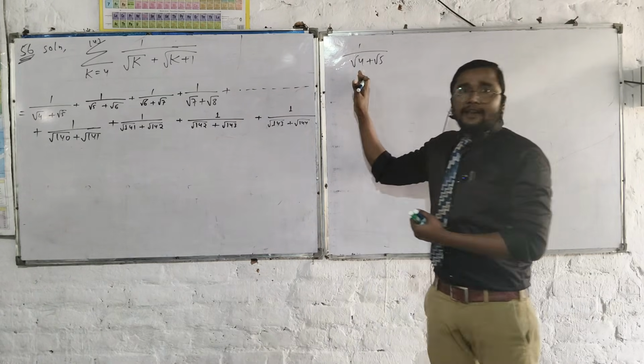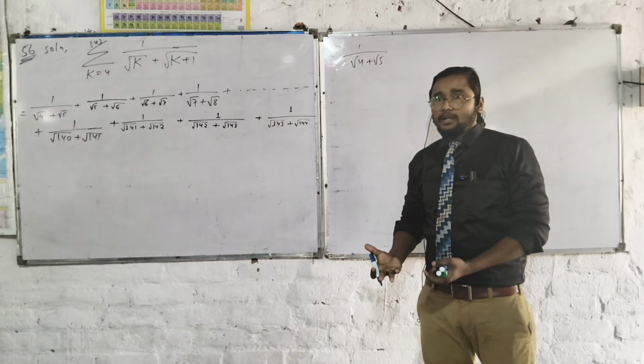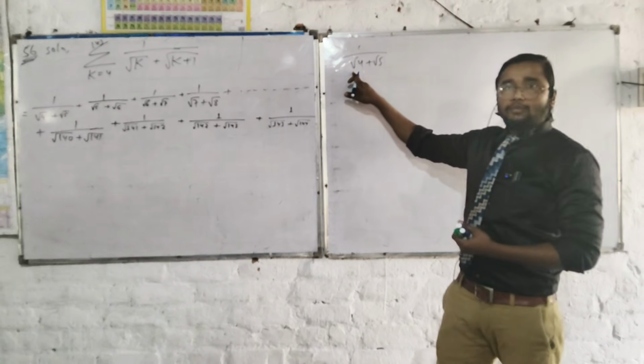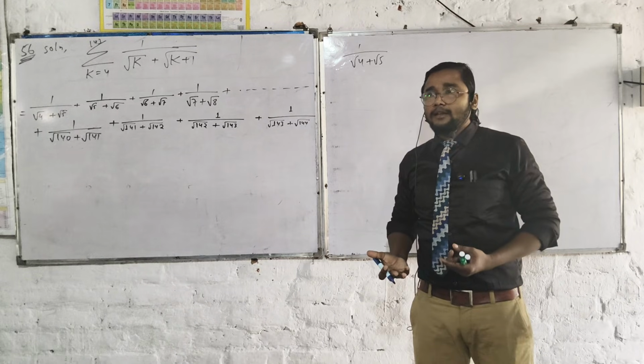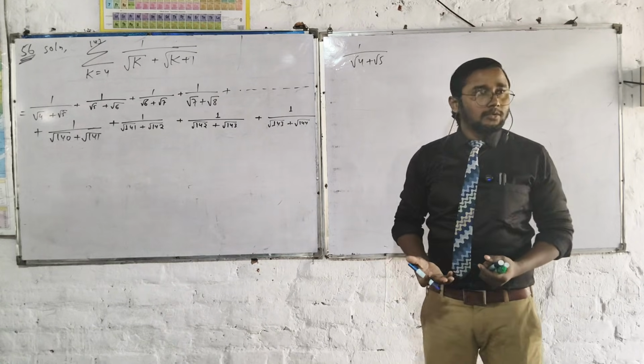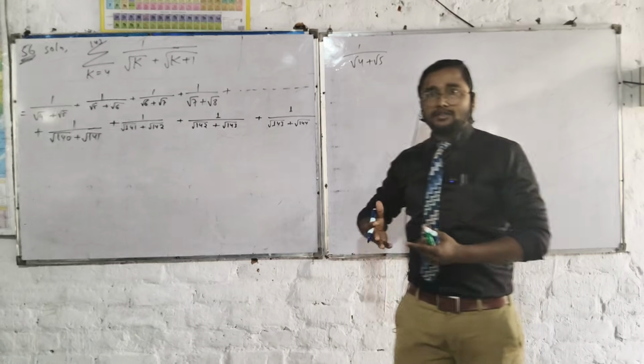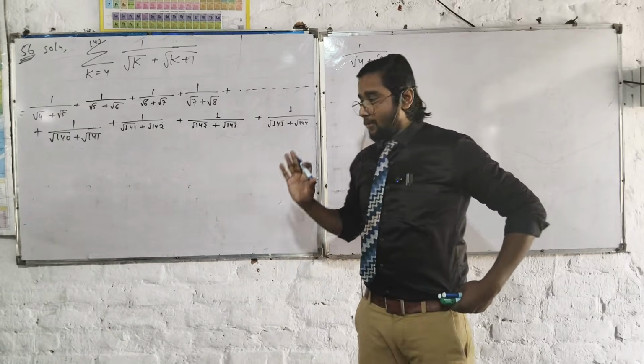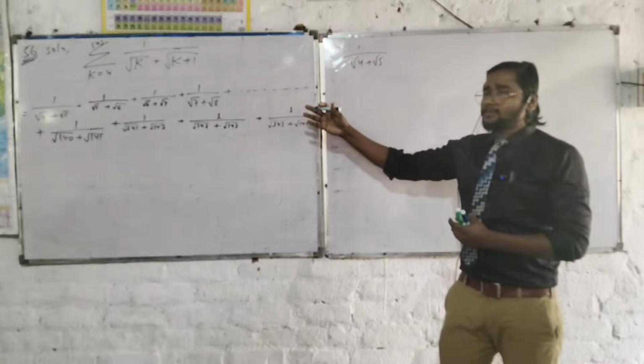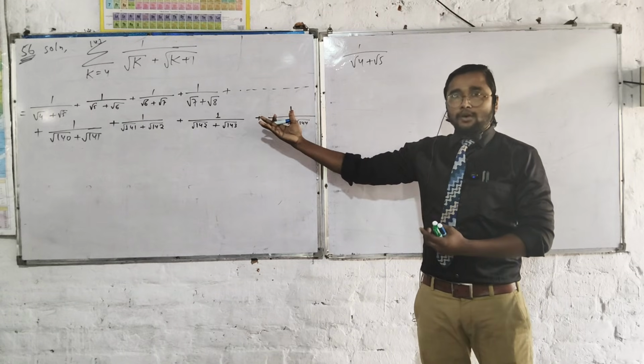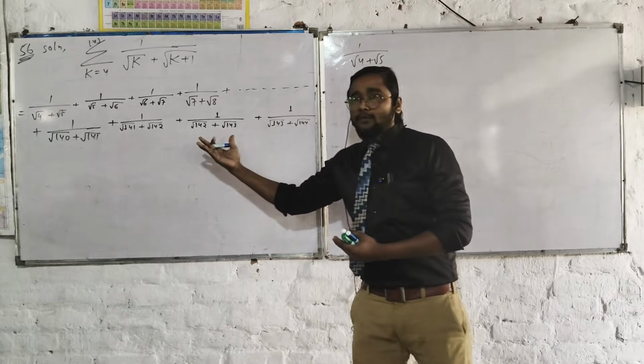Somebody can say, sir, can I write root 4 equal to 2? Yeah, of course you can do that. It's not a big deal, because the square root of 4 is 2, right? If you want, you can put the 2 here, no problem at all. You will get the same answer. But all the terms are written in square root form, that's why I don't need to write it.